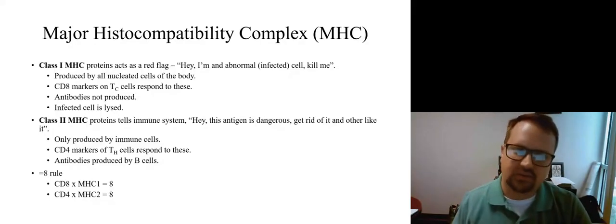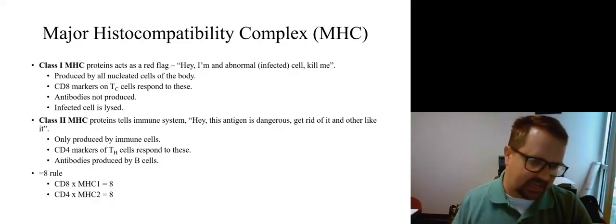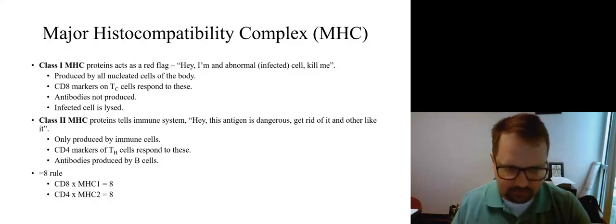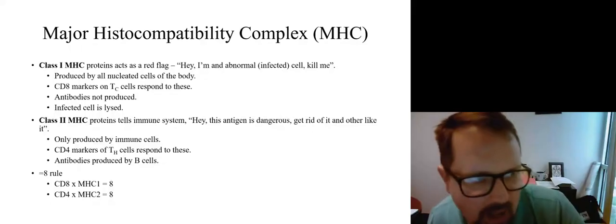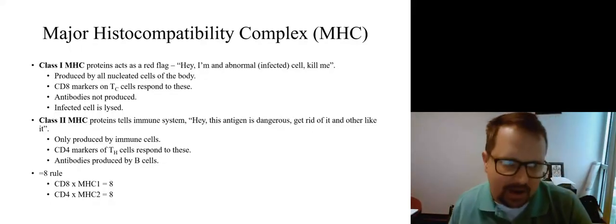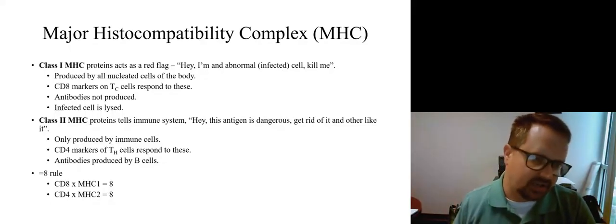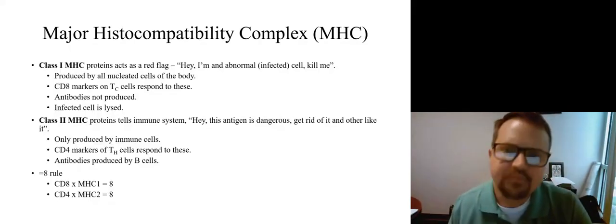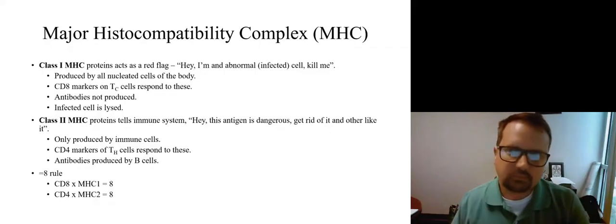Okay, use the 8 rule. CD8 times MHC1 equals 8. CD4 times MHC2 equals 8. Remember the 8 rule. I will ask you, what does an MHC1 bind to? CD8. What does an MHC2 bind to? CD4. Okay, I will ask that on a test.